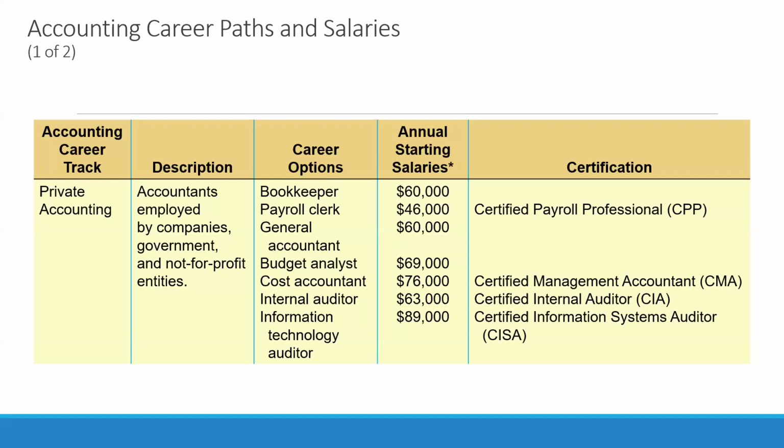So bookkeeping, payroll clerk, general accountant, probably 45 to $60,000. I think that's a pretty accurate range. Budget analyst, 69,000. Cost accountant, 76,000. And then if you're going to do cost accounting, the CMA exam, that's a very applicable exam to people going into industry.